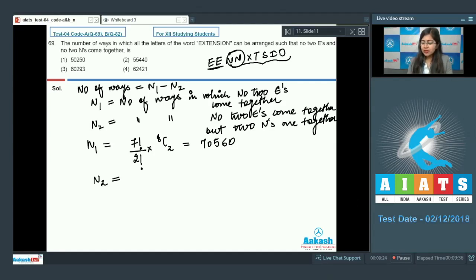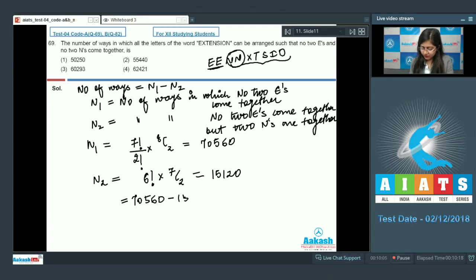Similarly, finding the value of N2, in which we want the two N's to be together but no two E's should be together. So, taking NN as 1, we will arrange 6 letters here in 6 factorial ways. In between, as no two E's should be together, we have 7 gaps here. So, from 7 gaps, we select any 2 gaps. So, that will be equal to 15120.